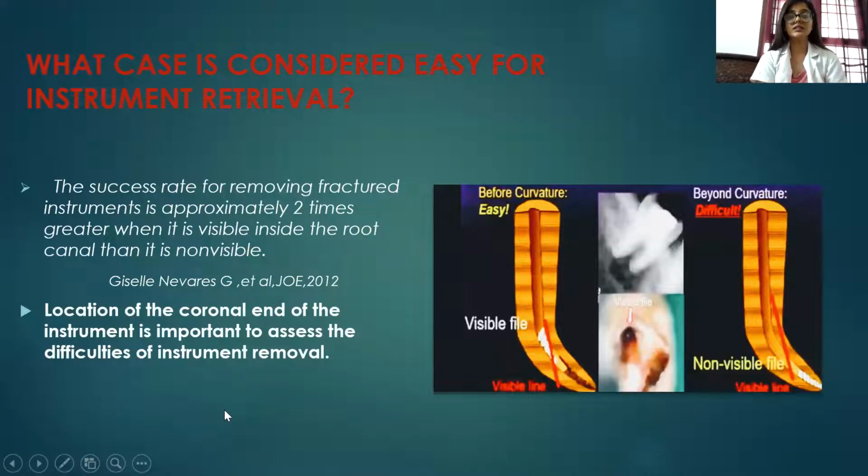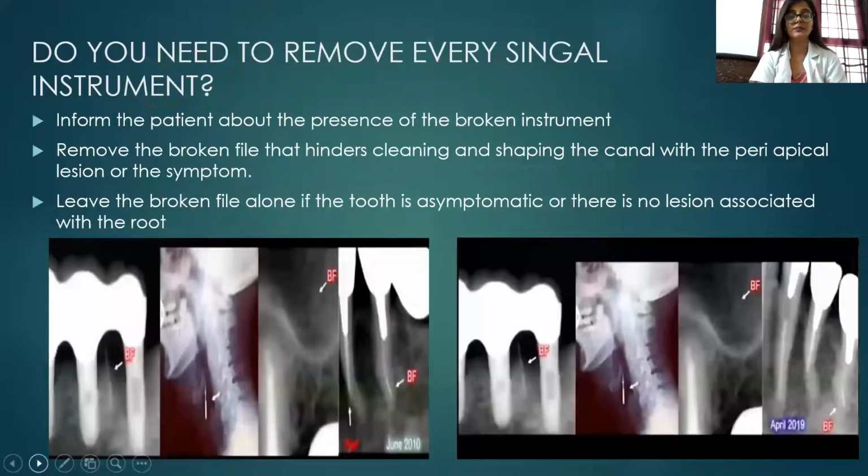What case is considered easy for instrument retrieval? The success rate for removing fractured instruments is approximately 2 times greater when it is visible inside the root canal than when it is non-visible, according to Giselle Navras G. et al. Location of the coronal end of the instrument is important to assess the difficulty of instrument removal.